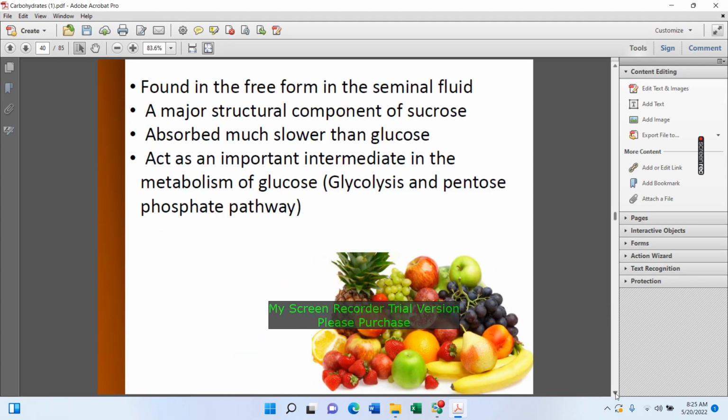Found in the free form in the seminal fluid, a major structural component of sucrose, absorbed much slower than glucose, act as an important intermediate in the metabolism of glucose, glycolysis, and pentose phosphate pathway.